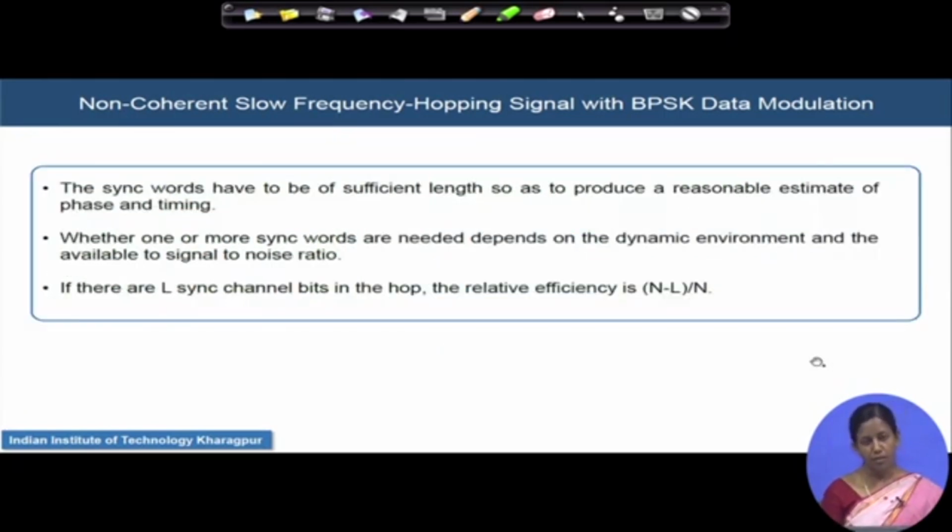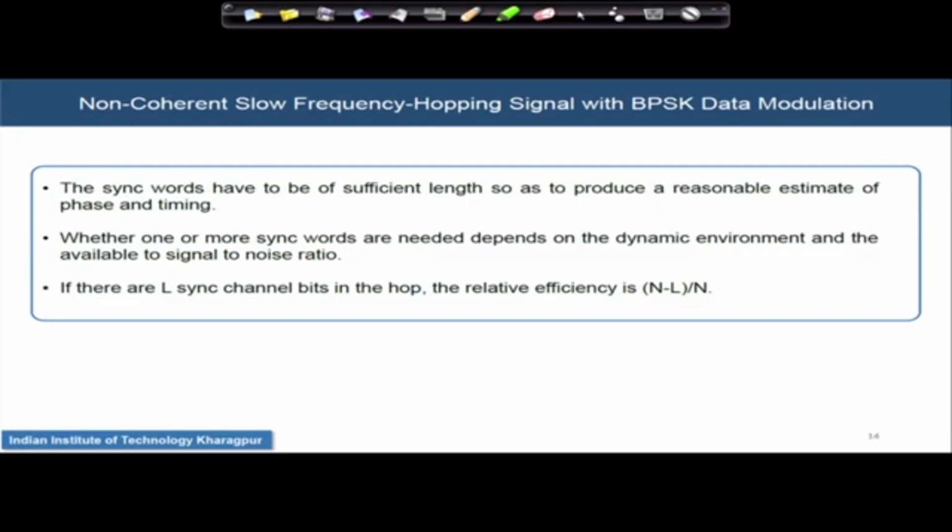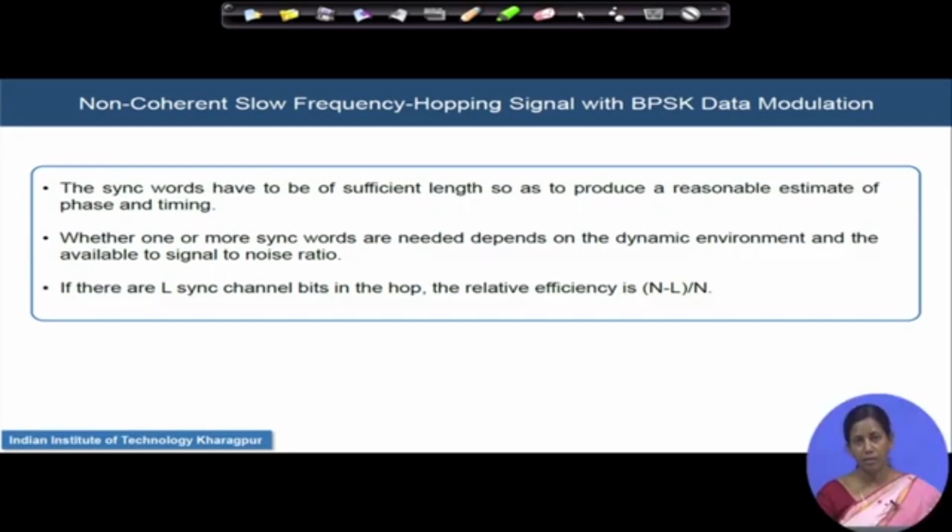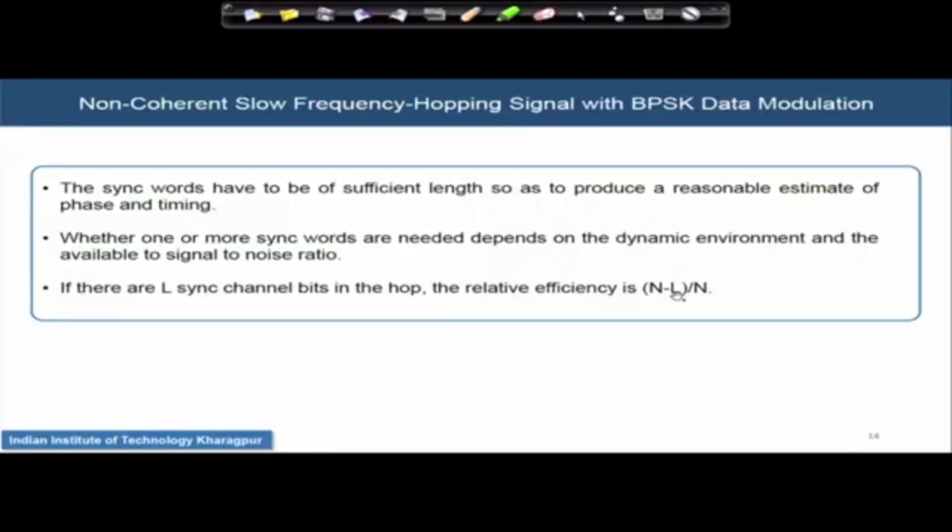These sync words can be sufficiently large to produce a reasonable estimate of the phase and timing, but it heavily depends upon the condition of the channel and the jamming situation, based on which we design the sync words, which do not have any typical fixed length. It is heavily dependent on the dynamic environment. But please remember, whenever you increase the length of the sequence, your efficiency decreases, by a factor of this capital L that is shown here.